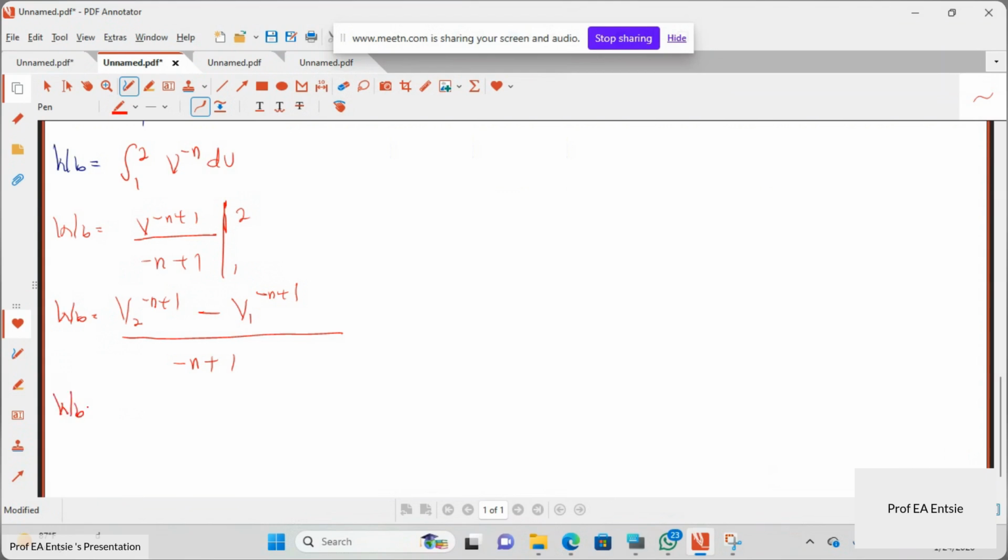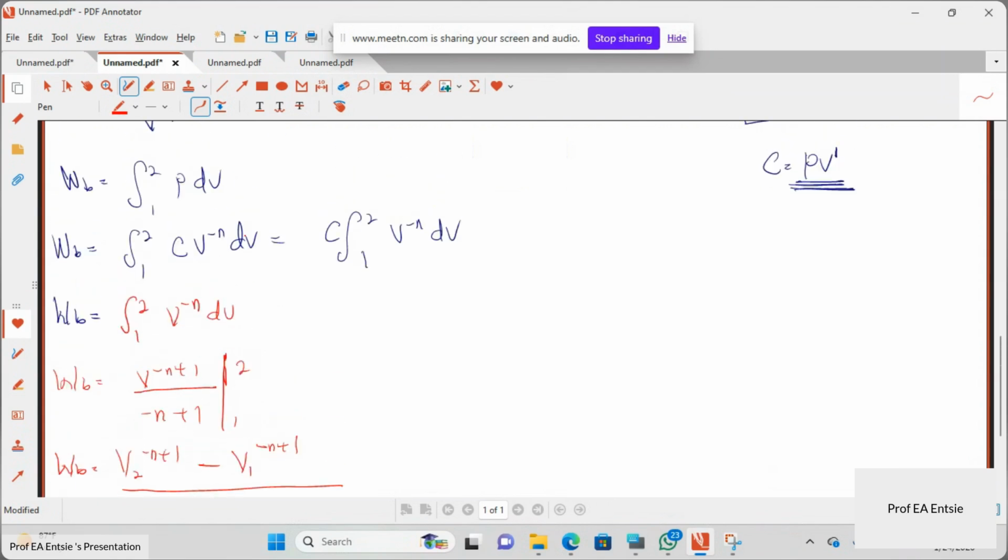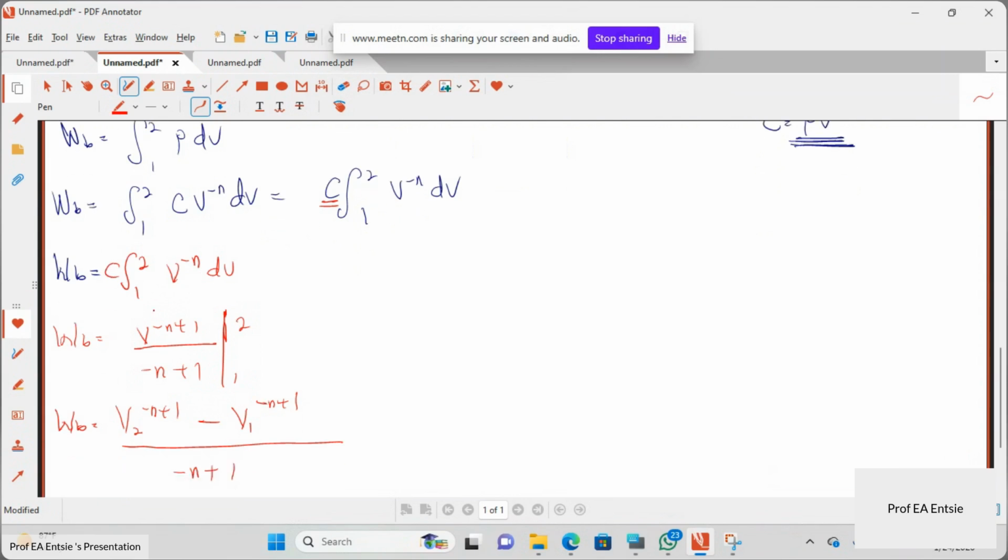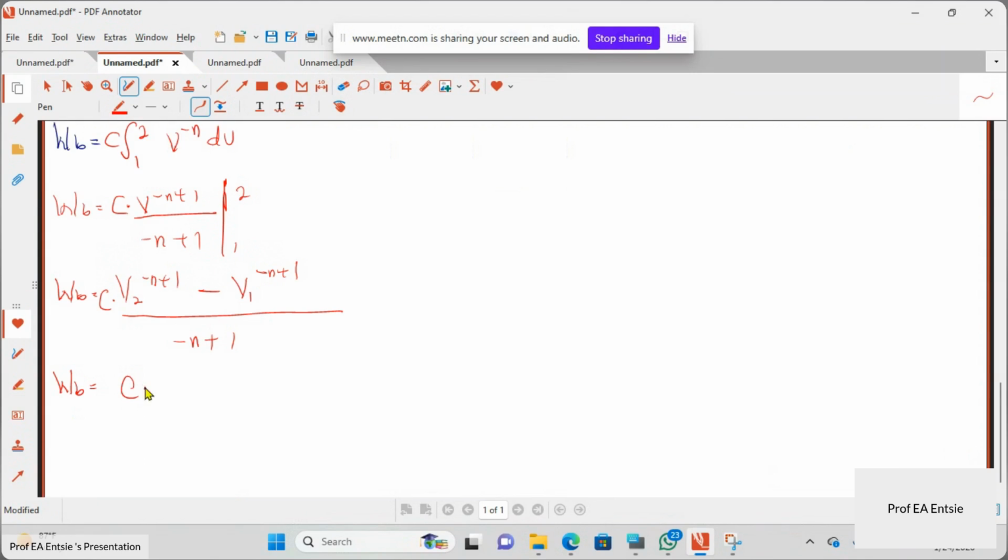Now get boundary work done to be equal to C. Don't forget there was a C somewhere there. I left it out, then concentrated on the integration. So now that I'm done, I'll bring the C's back. So C times V2 to the power negative n plus 1 minus V1 to the power negative n plus 1, over 1 minus n. Negative n plus 1 is the same as 1 minus n.